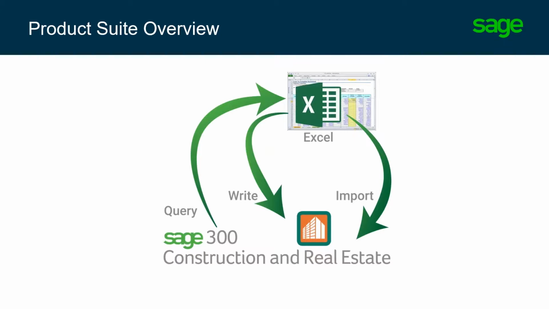We have Sage 300 CRE here on the bottom of this slide, and you'll see at the top we have an Excel workbook. Now, Sage Office Connector has many different pieces, and with Sage Office Connector, we can not only query the data into Microsoft Excel, but we can also use Excel as a data entry screen. We have the ability to write information directly into Sage tables using Sage Office Connector.